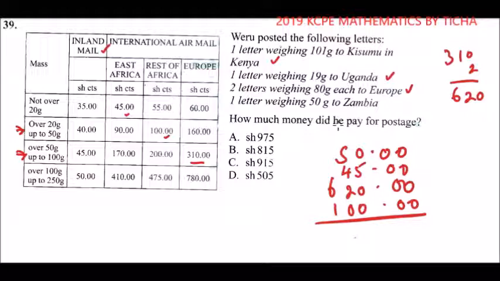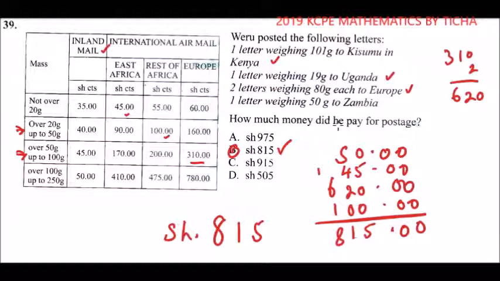So we add: we get 0, we get 0. This is 0, 5, 0, 0. So we have 5. Here it is 5 plus 4 is 9, plus 1 it is 11, carry 1. So we have 7, 8. So he ended up paying 815 shillings. And if you check your answer, you find that it is B, so you should answer B.